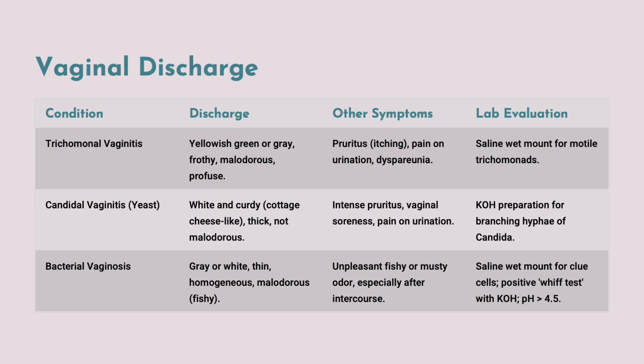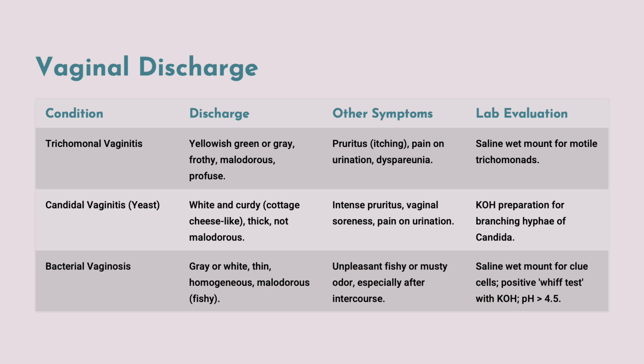In order to have a diagnosis of Trichomonas vaginitis, you need to see the motile trichomonads in a saline wet mount. In contrast, if the condition is caused by Candida, Candida is a yeast. The appearance is going to be more whitish and curdy. It has been compared to cottage cheese before. So it's thicker and its smell is not as bad as the other causes. Here, the prominent finding is an intense pruritus. It's going to be more itchy than anything. And you could diagnose it by doing a potassium hydroxide preparation, a KOH preparation, and you need to visualize there the characteristic branching hyphae of the candida.